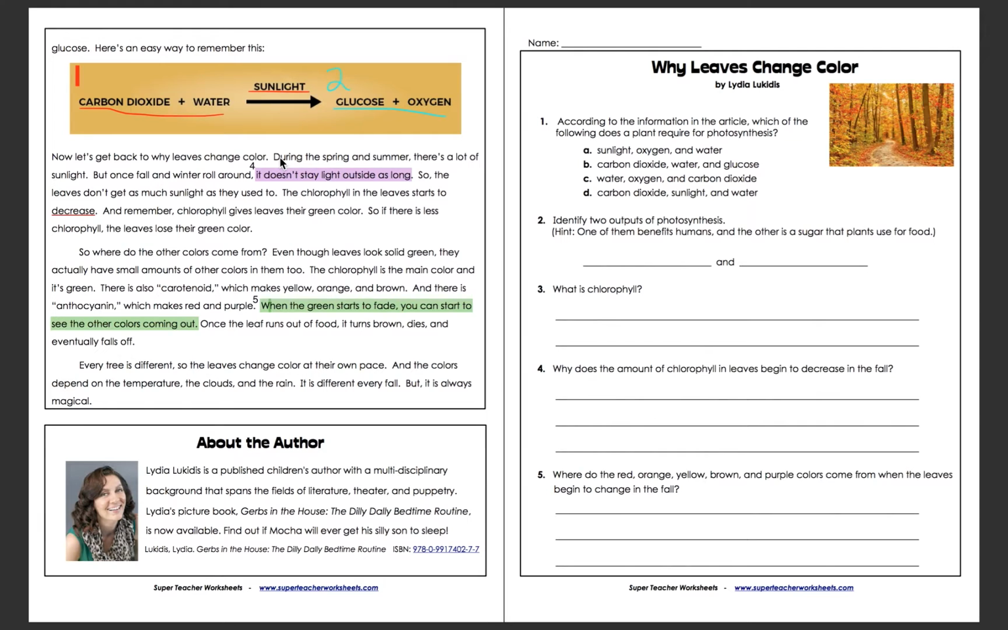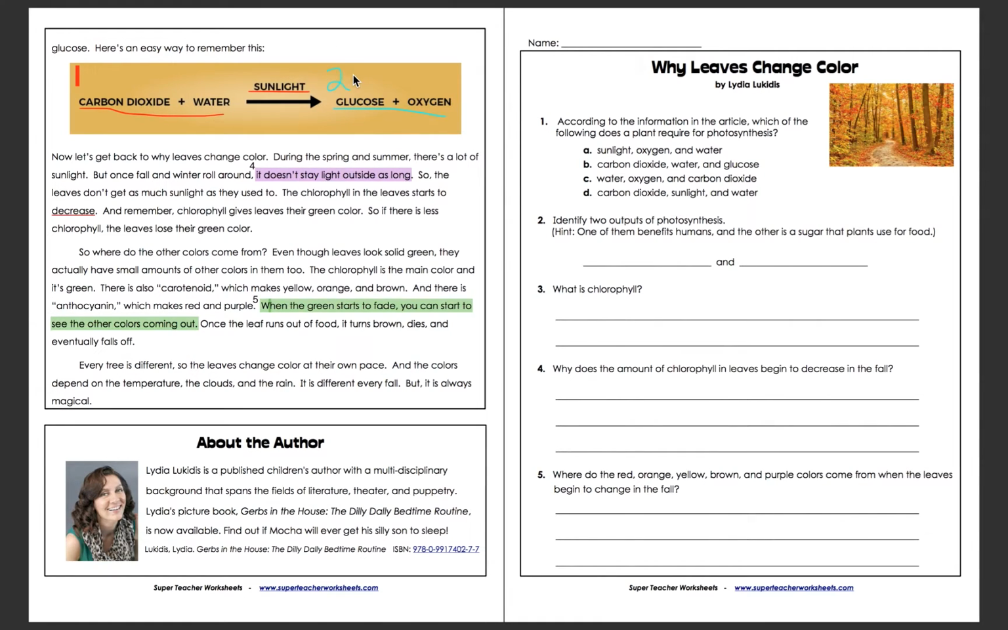During the spring and summer, there's a lot of sunlight, but once fall and winter roll around, it doesn't stay light outside as long. That is the answer to number 4. So the leaves don't get as much sunlight as they used to. The chlorophyll in the leaves starts to decrease. And remember, chlorophyll gives leaves their green color.